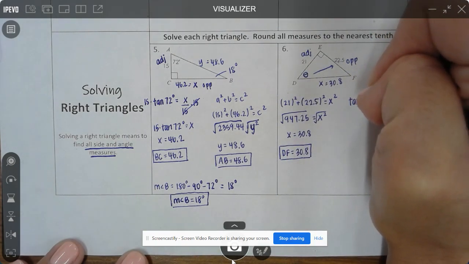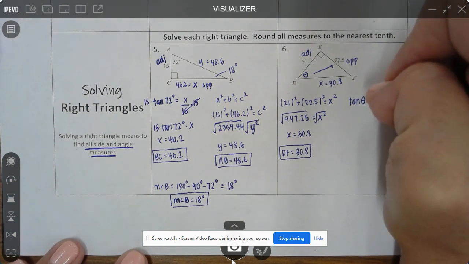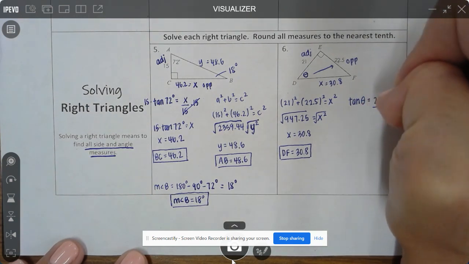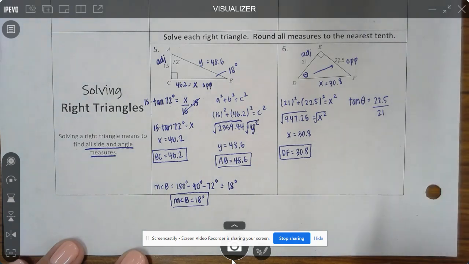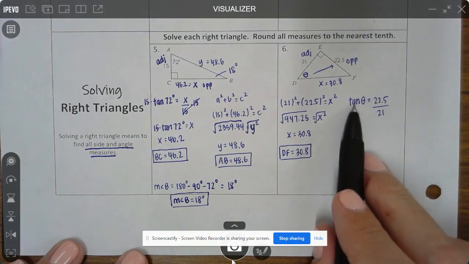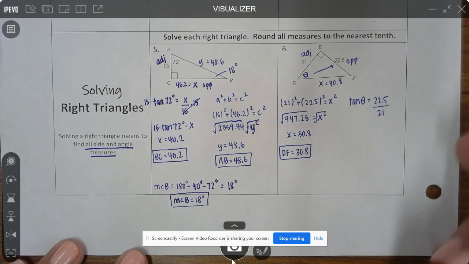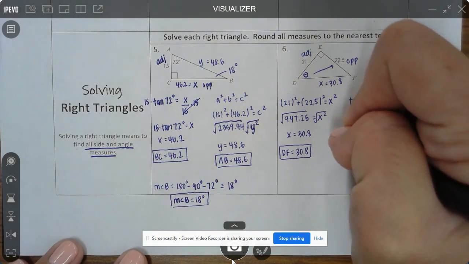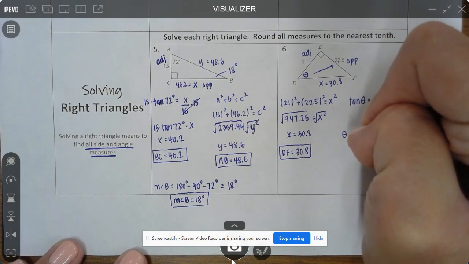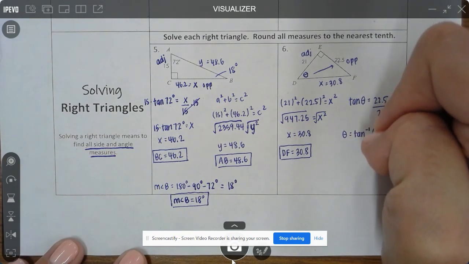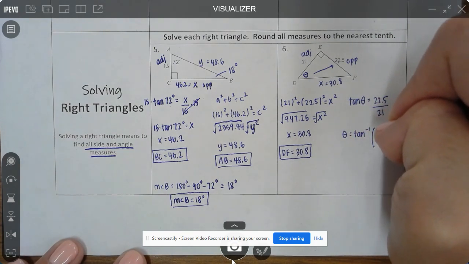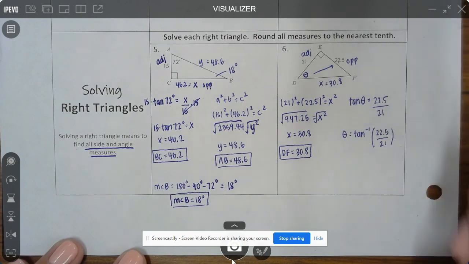So the tangent of my unknown angle theta is my opposite side of 22.5 divided by my adjacent side of 21. And here's where we're going to need to use the inverse trig, because I want to find an angle. So anytime I'm looking for an angle, I want to use inverse. And now I'm going to be using the inverse tangent. So my theta is going to be equal to the inverse tangent of 22.5 over 21.